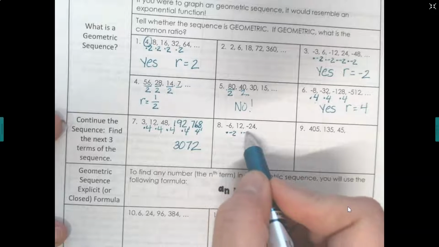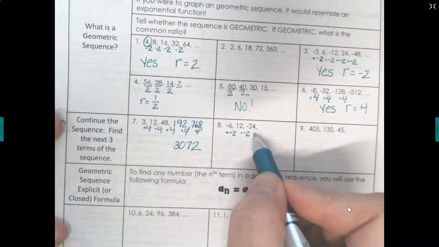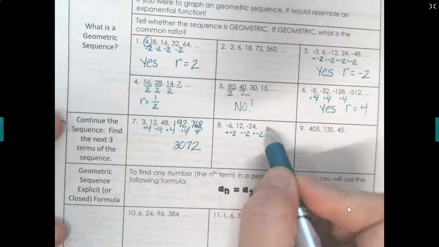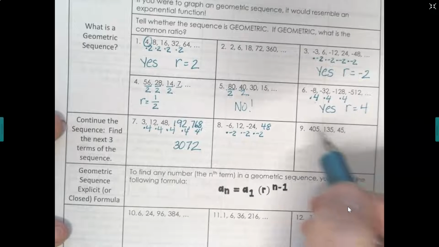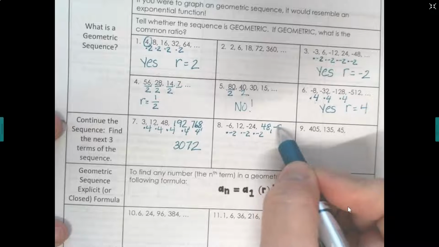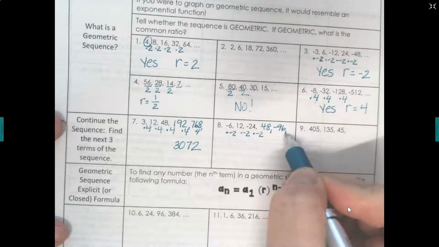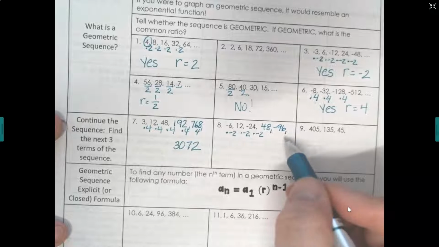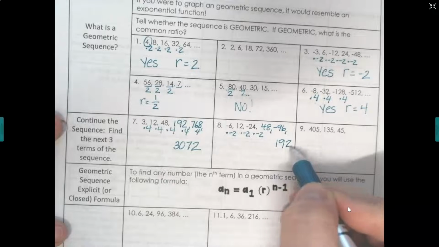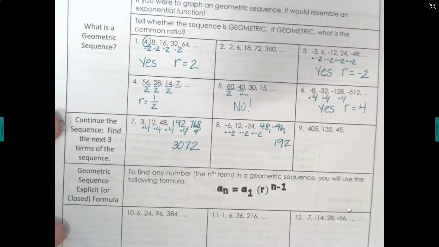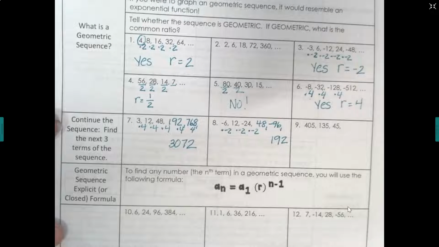Positive 12 times negative 2 is negative 24. Negative 24 times negative 2 is a positive 48. Positive 48 times negative 2 is negative 96. And then negative 96 times negative 2 is a positive 192. And we're just following the multiplication pattern.